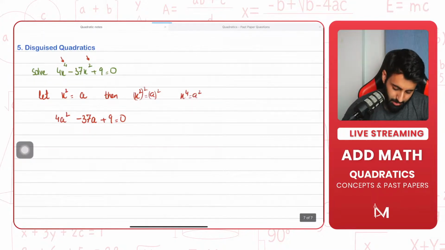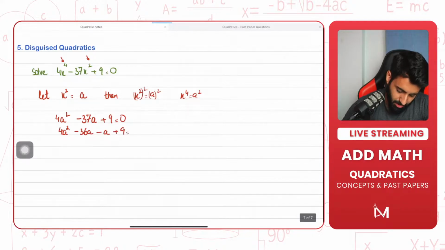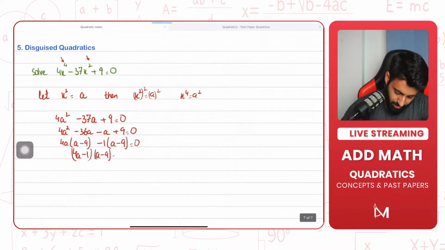Now you can solve this quadratic equation very easily by doing middle term breaking. 4a squared minus 36a minus a plus 9 equals 0. Now you take 4a common, so we have (a minus 9). Then we take minus 1 common, so you have (a minus 9) again, which means (4a minus 1) into (a minus 9) equals 0, which means a is equal to 1 upon 4 or a is equal to 9.